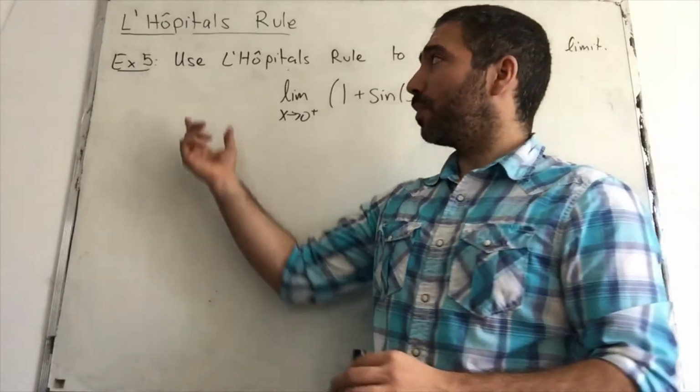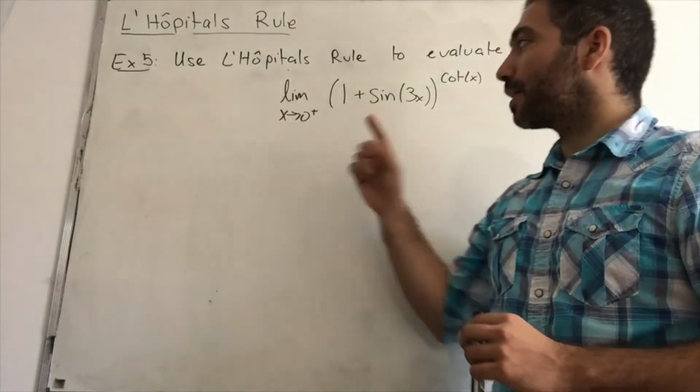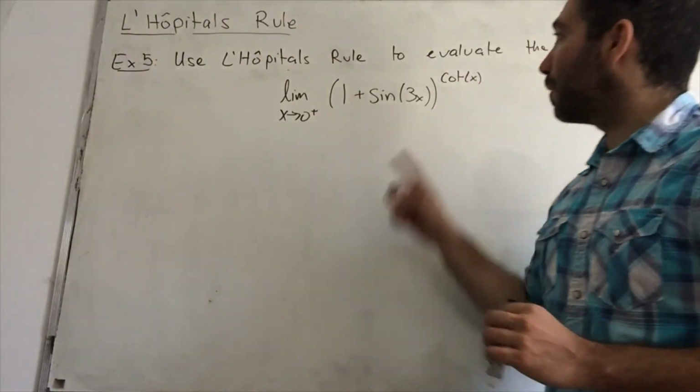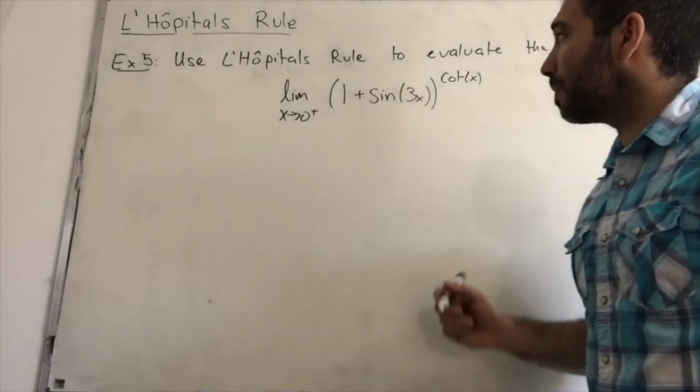So in our last example over here, we have to use L'Hopital's rule to evaluate the limit, and the limit that's given is the limit as x tends to 0 from the positive side, 1 plus sine of 3x, all that in brackets to the exponent cotangent of x. So pause the video, try to see if you could solve it on your own.